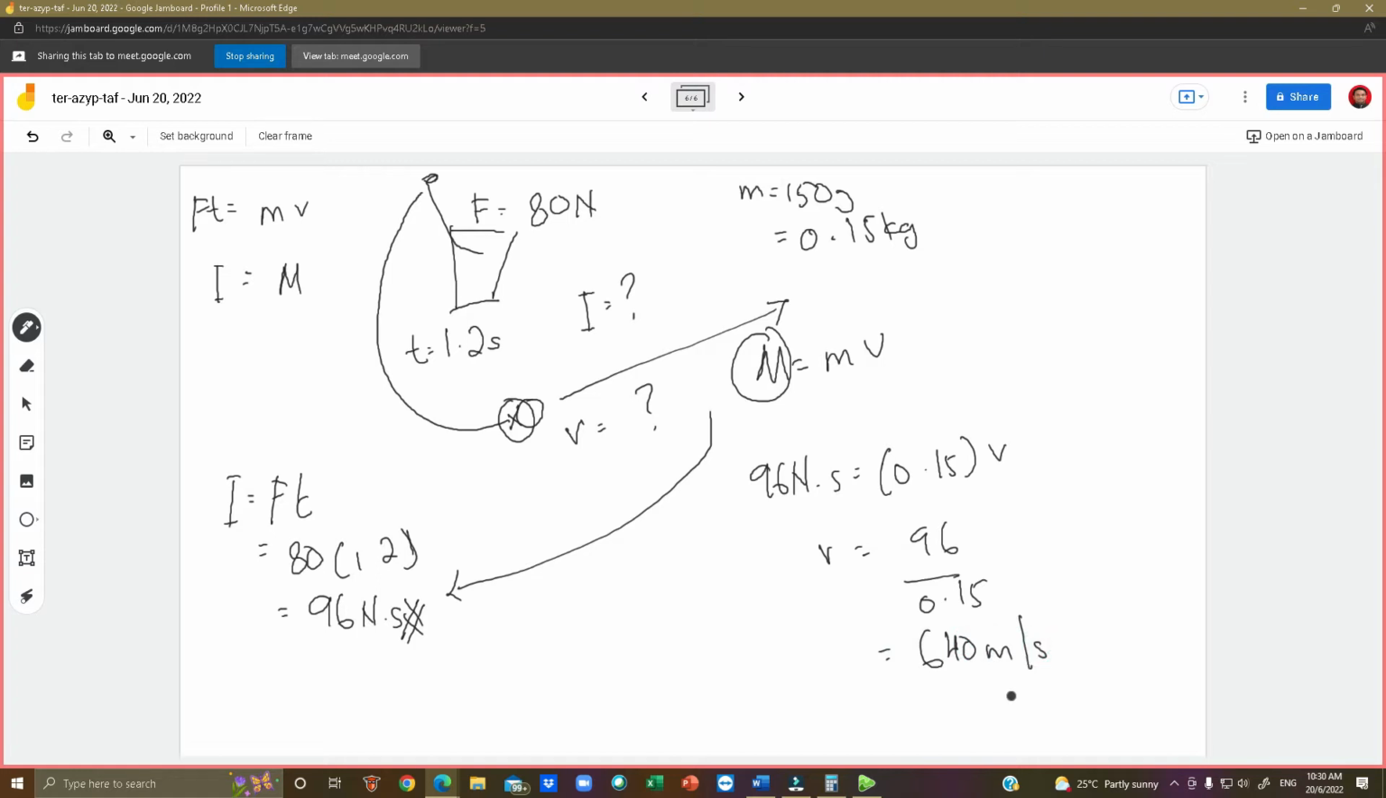Ini kita punya assumption lah, 640 meter sesaat. Setengah kilometer satu saat bola ni boleh travel kalau kita apply 80 Newton of force at the contact. Ni dia. Okay. Ini salah satu contoh how we use impulse and momentum. And what is impulse? What is momentum? So impulse is the amount of force inflicted. Momentum is the amount of movement after impulse being inflicted.